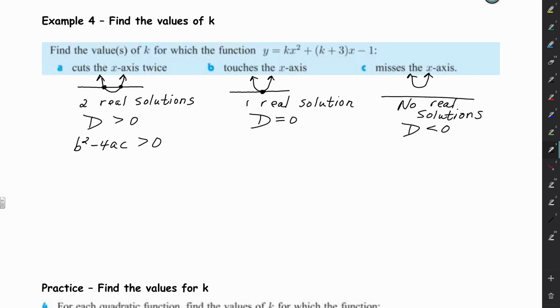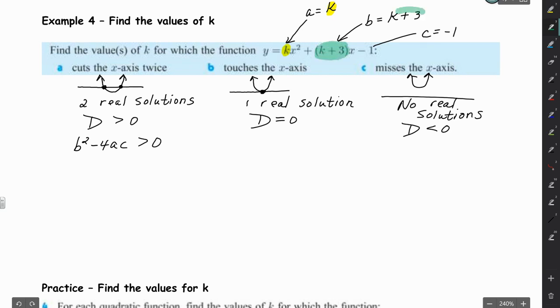So let's take a look at our original function. For this function, a is equal to k, b is equal to k plus 3, and c is equal to -1. Because remember, the value of a is the coefficient in front of the x squared term, the value of b is the coefficient in front of the linear term, and the value of c is the constant.